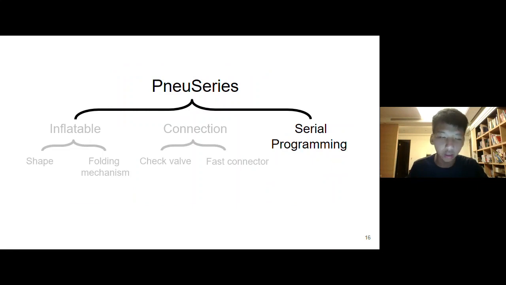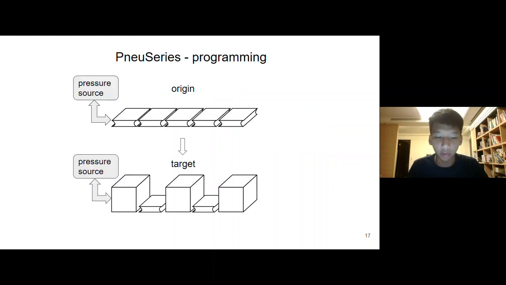The last part, serial programming. To make the multi-inflatable system reach the target shape, the system has to figure out a sequence of inflating and deflating operations. Here is an example. Consider the inflatables are connected in series, with one end connected to the pressure source. Here are the original shape and the target shape.